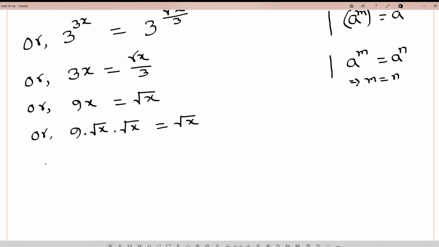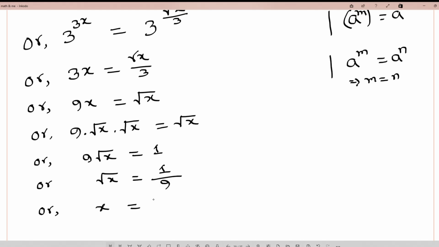Okay, now look, if we divide both sides by root x, we get 9 root x equals 1. So root x equals 1 by 9. If we square both sides, we get x equals 1 by 81.